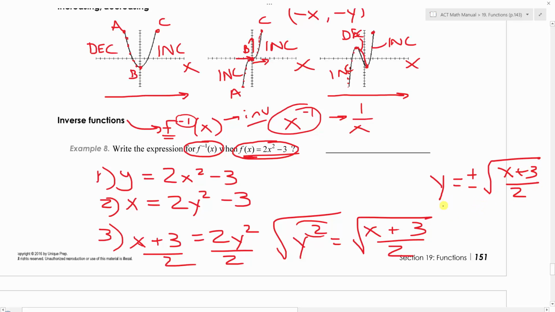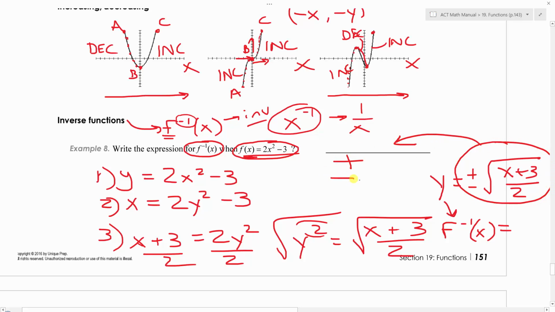And then if you want to include a fourth step, you just change the new y, the y that you solved for, back to the notation that they had given you. So f negative 1 of x, the inverse of f of x, in other words, equals this guy up here, and that is actually our final answer. So the inverse of this function would be plus or minus the square root of (x plus 3) over 2. That would be f negative 1 of x.